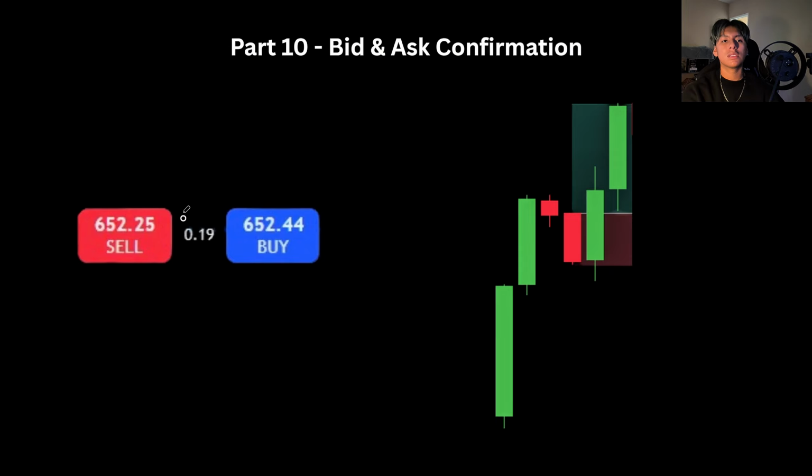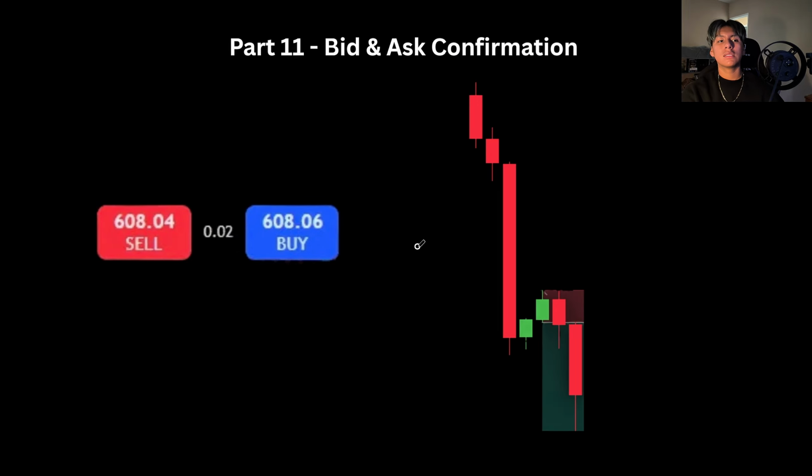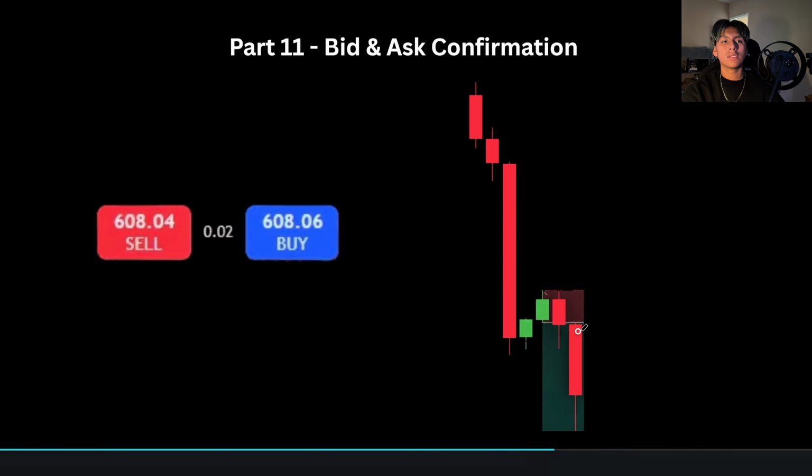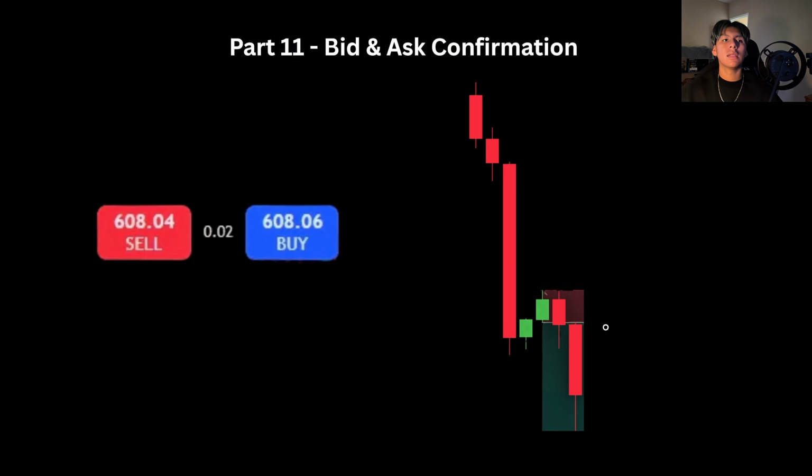Now towards the downside, you want price to get into your zone, the middle of the zone, and count for 5 seconds. For this, all you need to see is a bid and ask break, meaning you want the buyer number to get closer to the seller number. You can tell by how tight the spread is, it's like 2 cents. That's how you know the bids and asks are breaking.